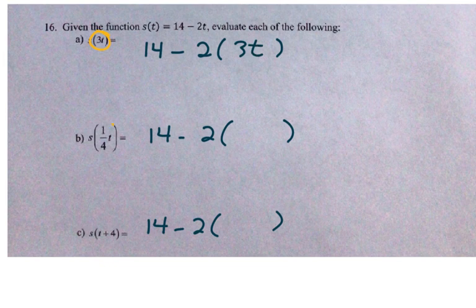Our new expression in part B is 1/4 t. So that'll go right here. And then our last one is a binomial, and t plus 4 will go right here. So you can see the consistency between these three problems. I'm replacing the t with the expression that they tell me to replace it with, the input.